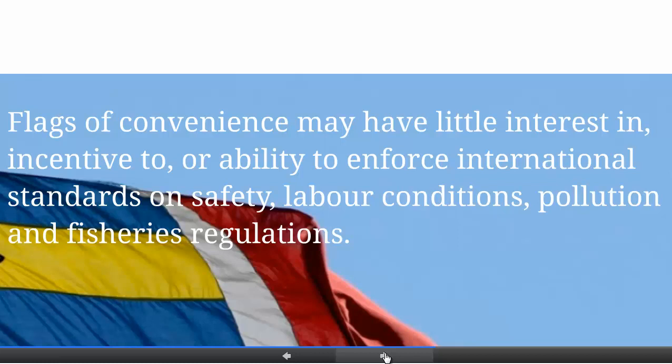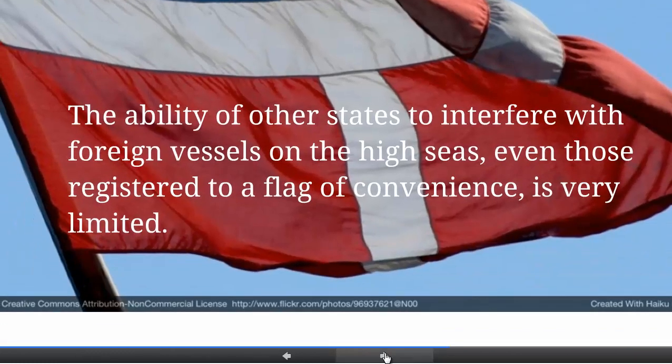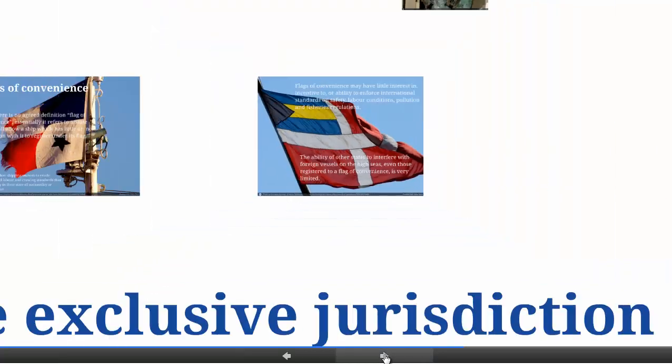This is particularly common in the case of unregulated deep-sea fishing. Flags will be sought out that are not parties to relevant treaties, for example, treaties that include provisions on fisheries inspection at sea. The ability of other states to interfere with foreign vessels on the high seas, even those registered to a flag of convenience, is very limited. So a flag of convenience lends the shield of exclusive flag state jurisdiction to these vessels, irrespective of the acts they're engaged in. Although, as we will see, there are some exceptions to that.